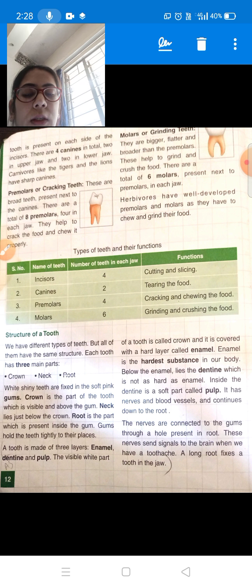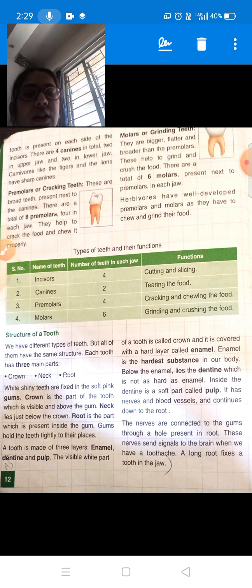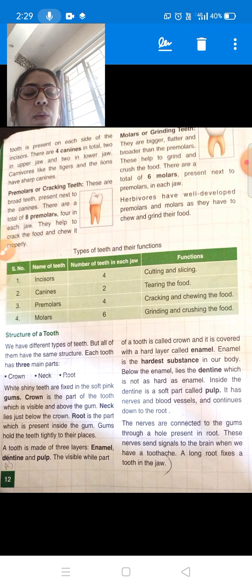Structure of a tooth. We have different types of teeth, but all of them have the same structure. Each tooth has three main parts. I told you that we have different types of teeth: incisors, canines, premolars, molars, right? These are the different types of teeth, but all the teeth are made up of the same parts. Their structure is the same. So how many parts is each tooth made up of? Students, each tooth is made up of three parts, that is crown, neck and root.